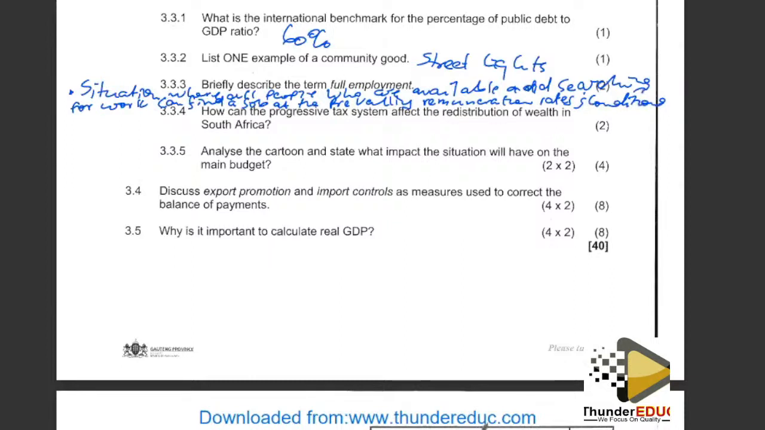Okay, right, grade 12. So now moving on to 3.3.4. How can the progressive tax system affect the redistribution of wealth in South Africa? Remember I said South Africa normally uses progressive tax to make sure that they redistribute income from those who are earning a lot towards those who are poor. So this progressive system says that the more you earn, the more you are taxed. This can be used to redistribute income from higher income earners towards lower income earners by disproportionately taxing higher incomes. Also, the higher tax share of those who are wealthier will result in an increased income share to the low income earners.